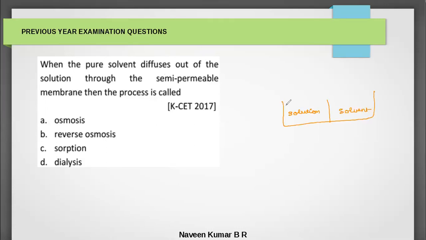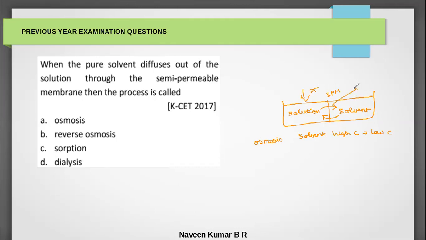If you consider this particular condition, whatever minimum extra pressure we are applying here is called osmotic pressure. Now, the solvent always moves from higher concentration to lower concentration in the normal osmosis process. If it is separated by a semi-permeable membrane, generally solvent moves from the solvent side to the solution side. If you observe the question here, the pure solvent diffuses out of the solution. From the solution, the solvent moves out.